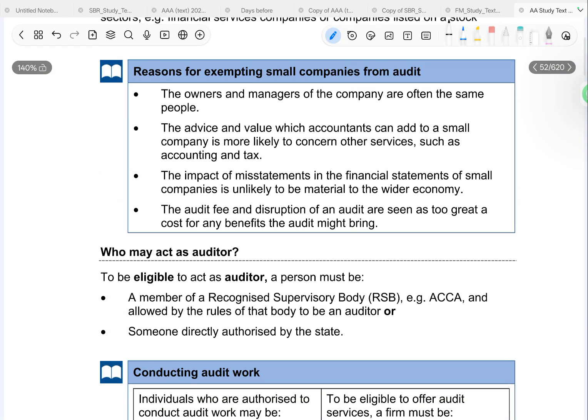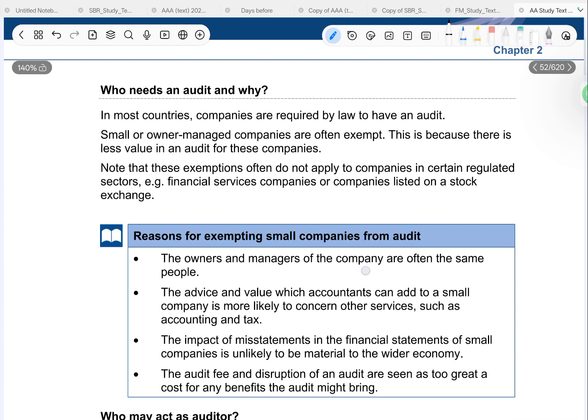So, now let's move on to an important question in audit regulation. Who actually needs an audit and why? In most countries, companies are legally required by law to have an audit. This requirement usually comes from national corporate law, such as the Companies Act in the UK. But here's something interesting: not every company must have an audit. Many small or owner managed companies are exempt from audits. The main reason is that audits provide less value in small companies.